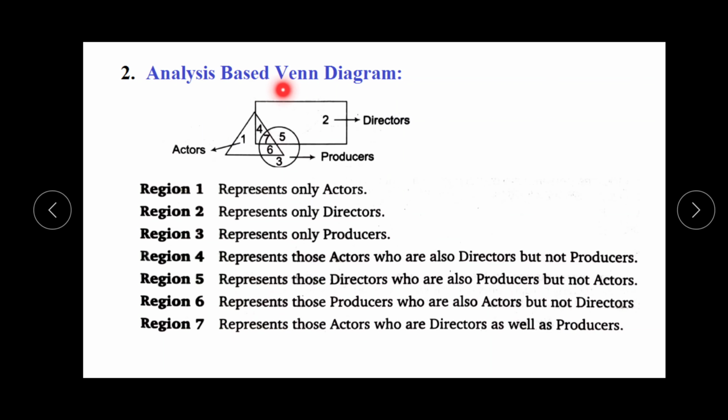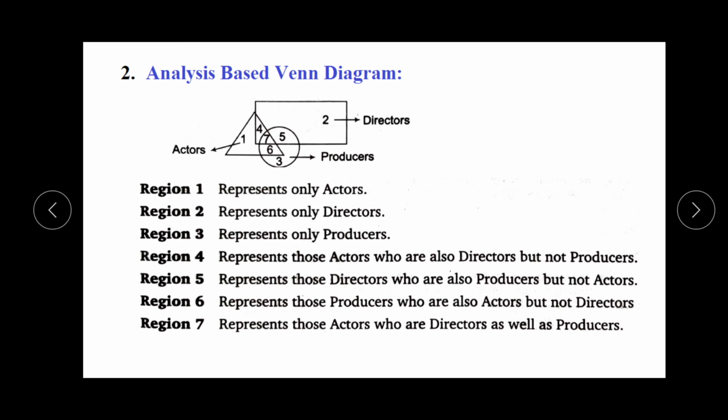This is the second type, analysis based Venn diagram. In the analysis based Venn diagram, this is the diagram in which the rectangle shows directors, the triangle shows actors, and the circle shows producers. It means in the rectangle the quantities are 2, 5, 7, 4. These represent that they all are directors. But among these directors, some are producers, some are actors, and some are both actors and producers.